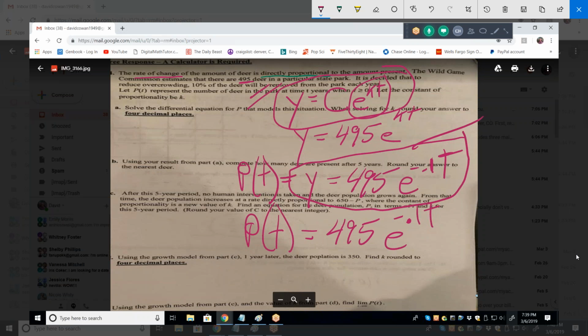And let me start from the beginning, which would be a better place to start. dy/dt is equal to k times y. That is the statement that amounts to the first sentence. The rate of change, that's dy/dt, of the amount of deer is directly proportional, so it's not k divided by y, it's k times y, to the amount present being y. So that's the differential equation they want us to solve.